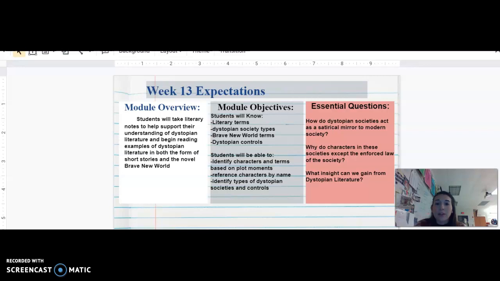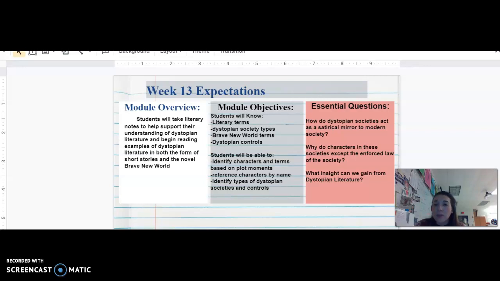As far as our objectives, students will know literary terms, dystopian society types, Brave New World terms, and dystopian controls. Students will be able to identify characters and terms based on plot moments, reference characters by name, and identify types of dystopian societies and controls within the pieces of literature.